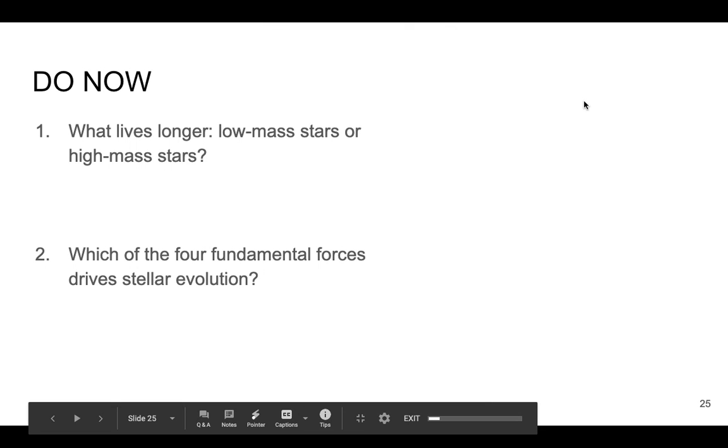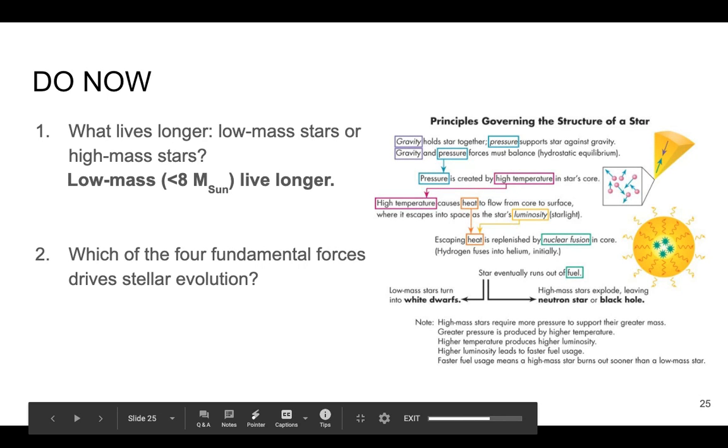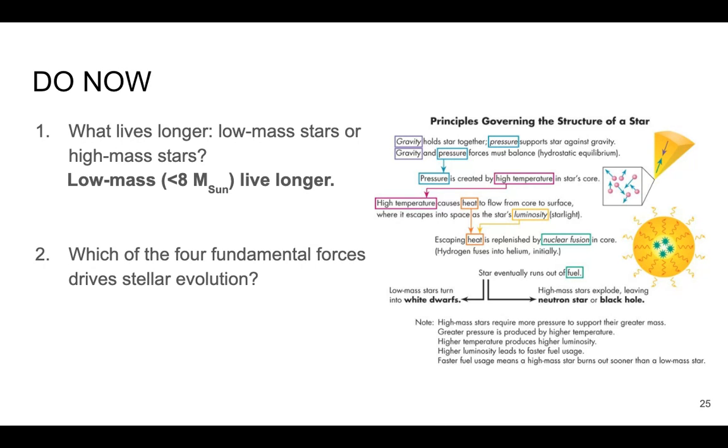So to review from last time, what lives longer, low mass stars or high mass stars? It is actually the low mass stars that live longer. So even though they have less fuel than the high mass stars because they have less mass, they go through their fuel at a much slower rate. High mass stars have more fuel, but they go through it much more quickly.